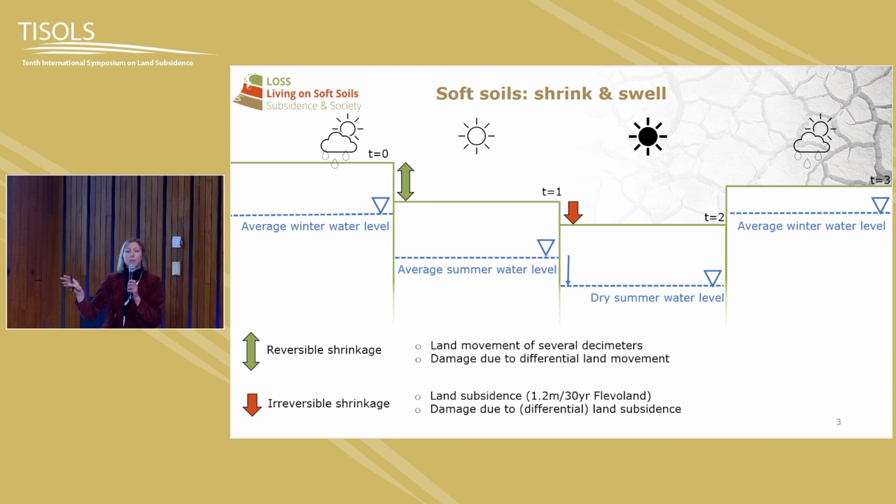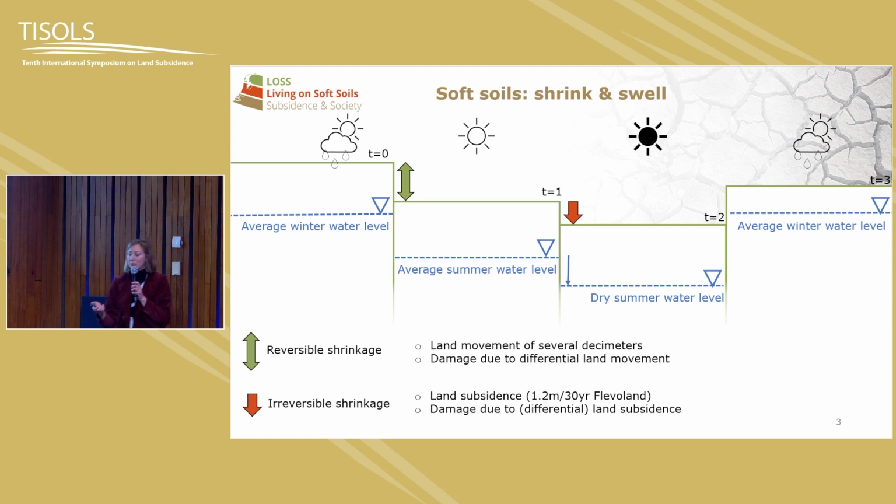It can yield up to several decimeters of land movement. So this is really important if you want to disentangle, for example, an InSAR signal. And if it's differential, you get damage to buildings and infrastructure. So it's also not great for buildings.